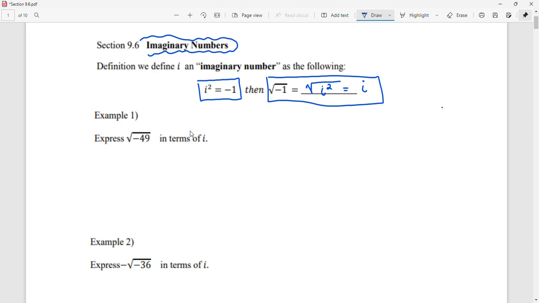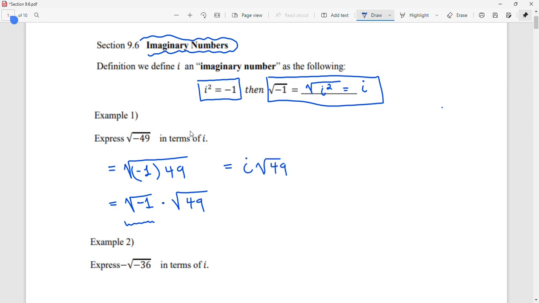For example 1, let's figure out what the square root of -49 is in terms of i. I can rewrite this as the square root of -1 times 49. Now we know the square root of -1 can be written as i, so let's rewrite this as the square root of -1 times the square root of 49. The square root of -1 again is i, so this is i times the square root of 49. But I know the square root of 49 is 7, so we could write our answer as 7i.